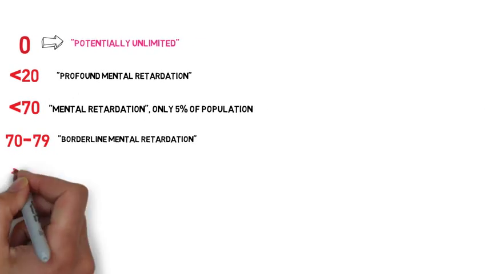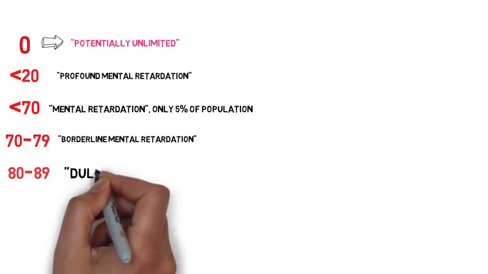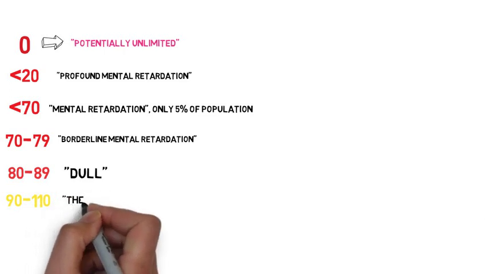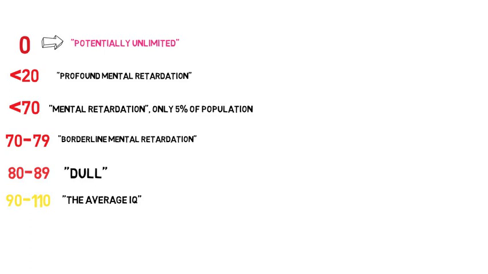Having an 80 to 89 IQ score is classed as dull, meaning a little bit below average, but not quite borderline retardation. The average IQ, 90 to 110, is the most common score. 50% of all IQ scores fall between 90 and 110. I guess you could call this your average person, even though the term average is extremely accurate, it is the average for the IQ test.